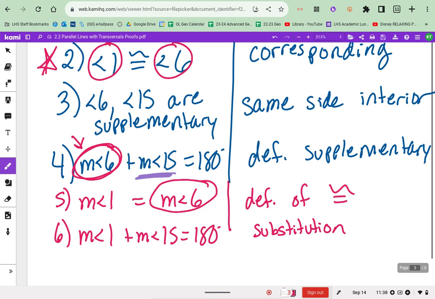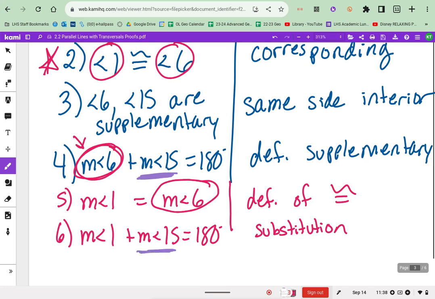So for us, on step 4, the angle 15 stayed the same on the left and the 180 stayed the same on the right. So since there is something on both sides that stayed the same, it's substitution.